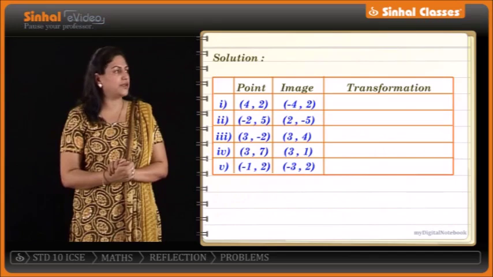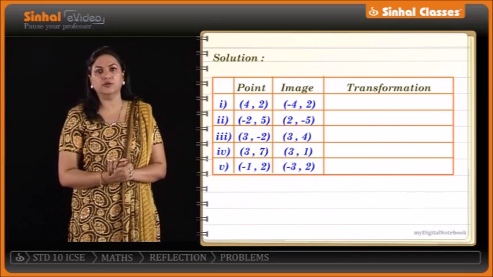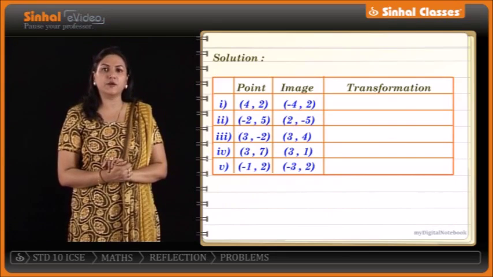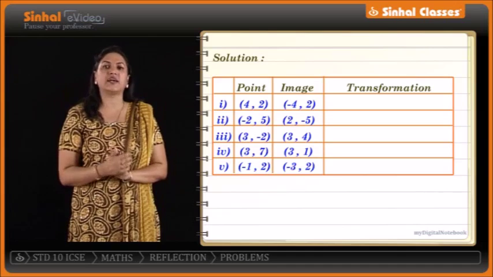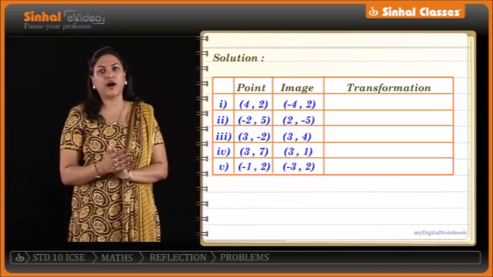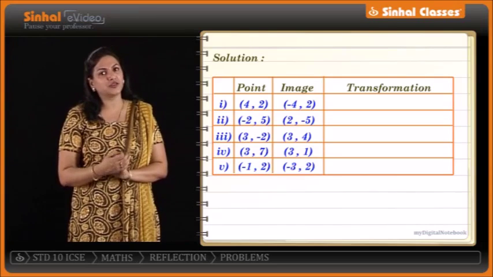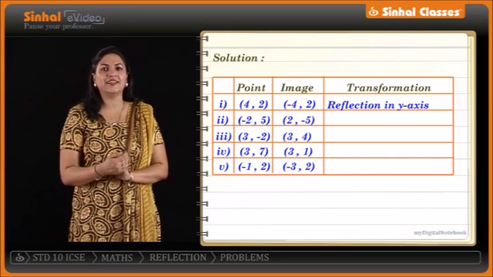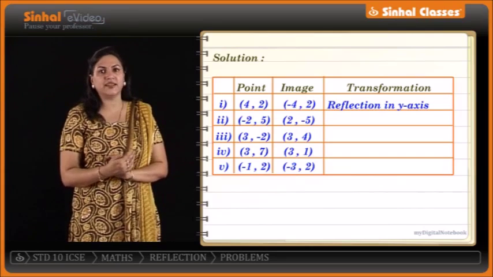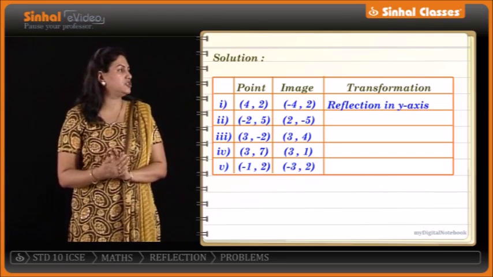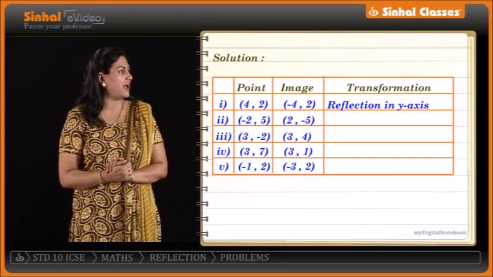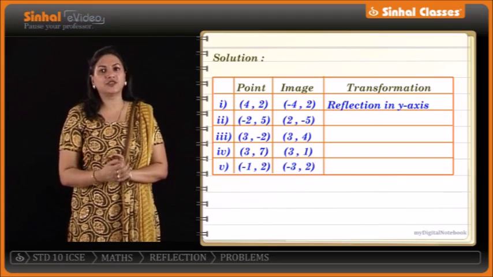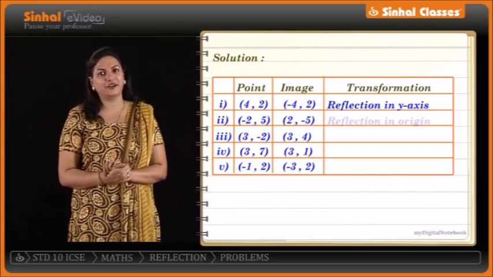Let's take the first point, that is (4, 2), and its image is (-4, 2). Here we observe that the x coordinate sign has changed, whereas the y coordinate remains the same. So this reflection is obviously in the y-axis. Now let's take the second point. It's (-2, 5), and the image is (2, -5). So here the sign of both the coordinates has changed. So this reflection is in the origin.